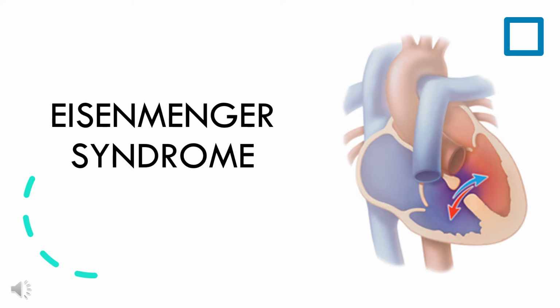There is one more major congenital heart disease that can cause pulmonary artery hypertension, and that is Eisenmenger syndrome. In this condition, there is a hole in the ventricular septum which is called ventricular septal defect, and it results in mixing of oxygenated and unoxygenated blood. This blood then goes to the lungs instead of going to the rest of the body, increasing pressure in the pulmonary artery, causing pulmonary artery hypertension.